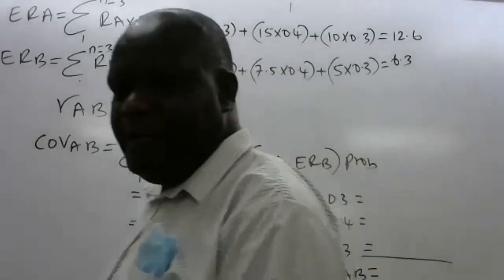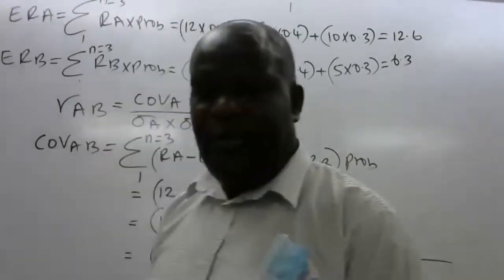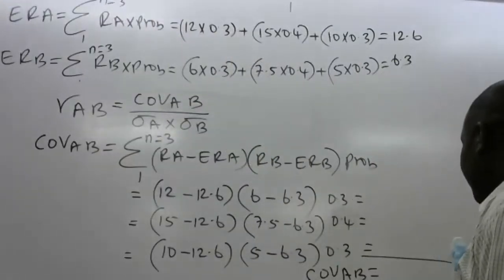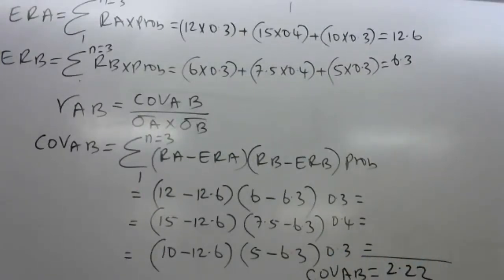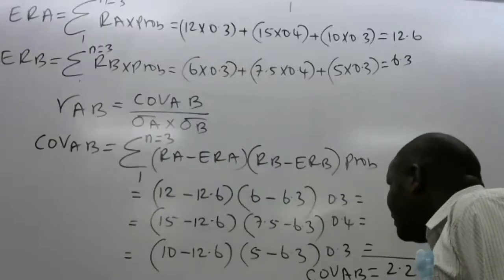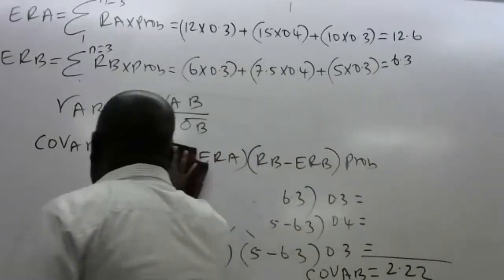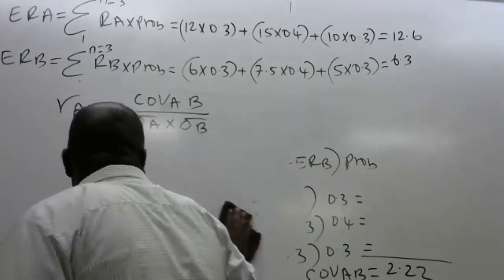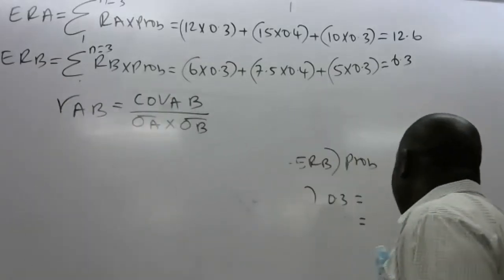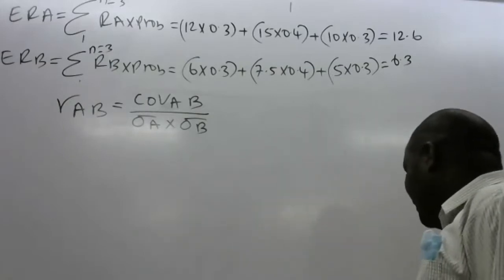So I've seen 2.22. So that now will be the covariance between A and B. So now after that, we should be in a position to get that particular covariance between A and B.